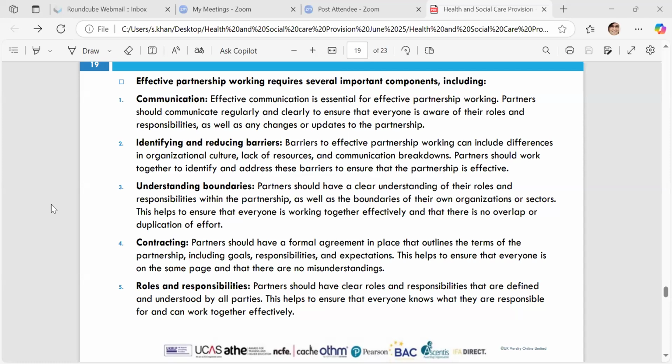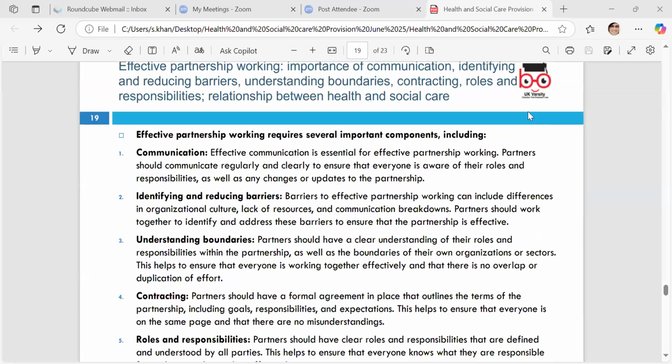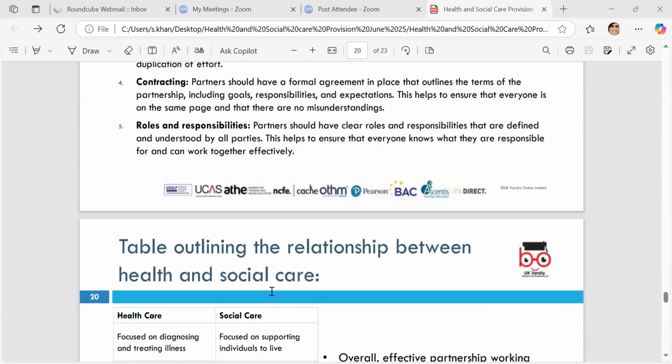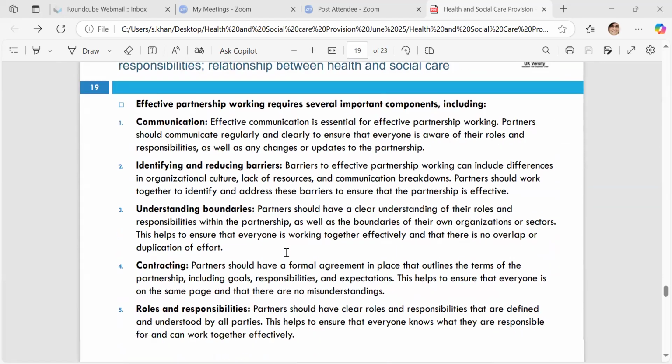Contracting: partners have a formal agreement in place with the terms, so these ensure that they're all on the same page. And again, looking at the roles and responsibilities is really important. Everyone should know their roles and responsibilities, and they shouldn't move away from them, because sometimes people do. These are important components for working in health and social care and delivering health and social care to individuals and communities. So it's really important to take these several important components into place.